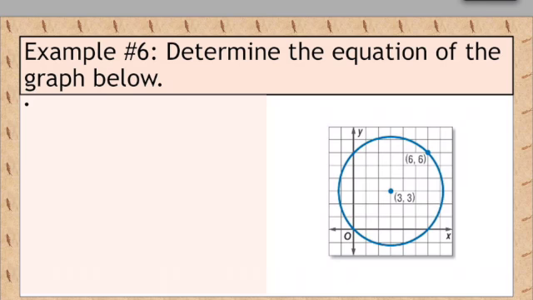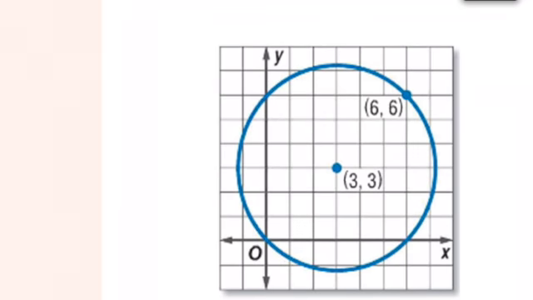All right, so in this one, we wanted to determine the equation of the graph that's given below. So, let's see here. We're not given a radius. We have the center, but no radius, huh? And we can't really count the radius because if I try to count, I get 1, 2, 3, 4, and a little bit. So we don't know exactly what that little bit is.